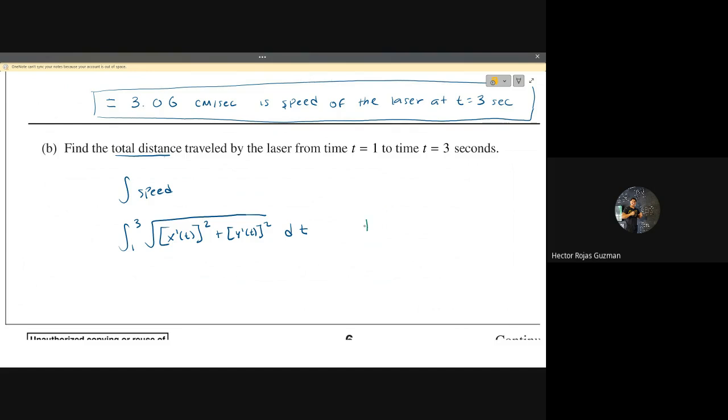Here, we're going to get 1 point for setting up the integral with the correct form, your limits of integration, and the variable that we're integrating with respect to, and then you're going to get 1 point for the answer, and the answer is 7.09 centimeters traveled from 1 second to 3 seconds. That is the second point for the FRQ.